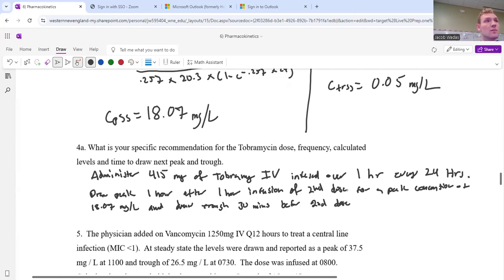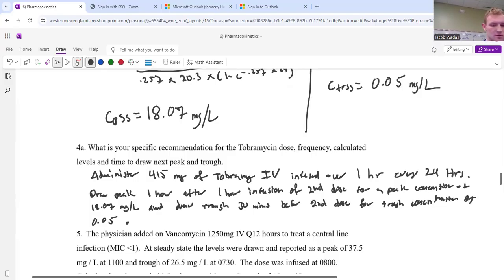Wait, why is it 1 hour after the second dose? So the time to steady state was 10.8. That means you give the first dose at time 0. The second dose is going to be 24 hours later, so you're already at steady state. So you do 30 minutes before and 1 hour after the infusion, and then 30 minutes before the second dose for the trough.